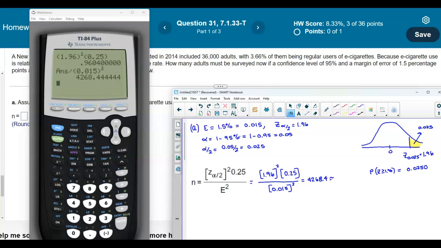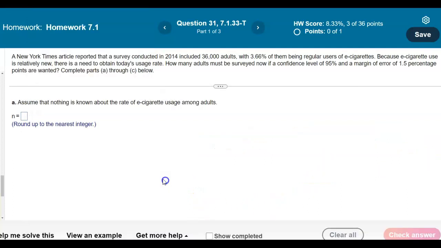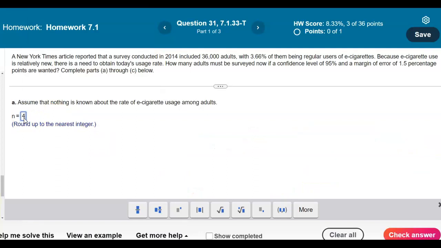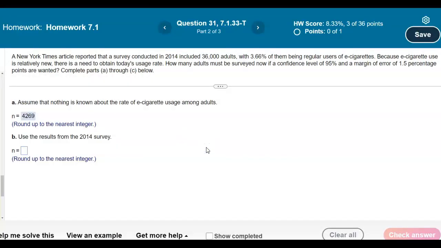That gives us 4268.4. Recall that we need to round this up, so we round it up to get 4269 as our sample size. So we get 4269. Let's check our answer, and that is our result.